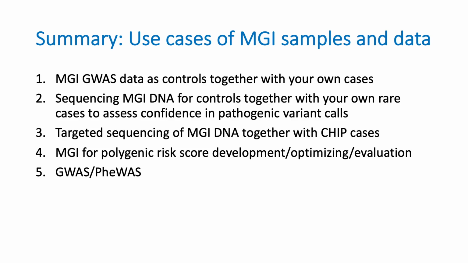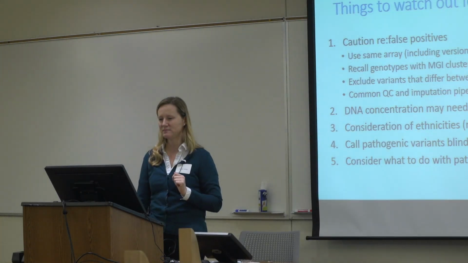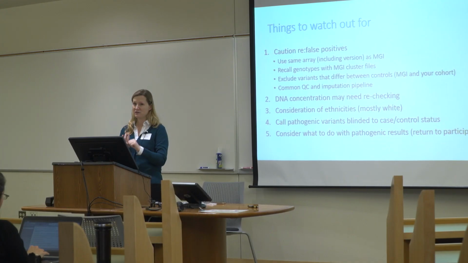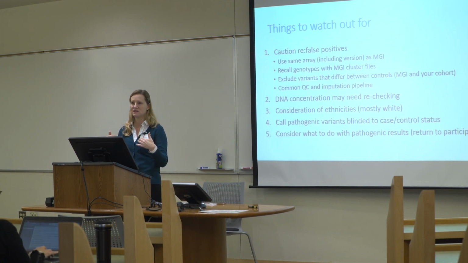So in summary, I presented very quickly 5 use cases of how we've used MGI, both the genetic data and the DNA samples themselves, primarily as controls, but also for discovery for the many phenotypes that are available within MGI. Things to watch out for, just be very careful, as we all are careful scientists, about false positives. So to minimize this, we use the same array, including version as MGI. We used the same cluster files. We excluded any variants that differed between control groups in the 2 data sets. And we used a common quality control and imputation pipeline.